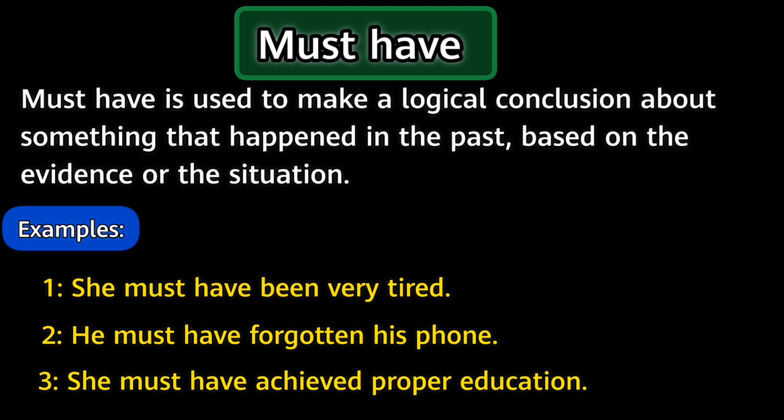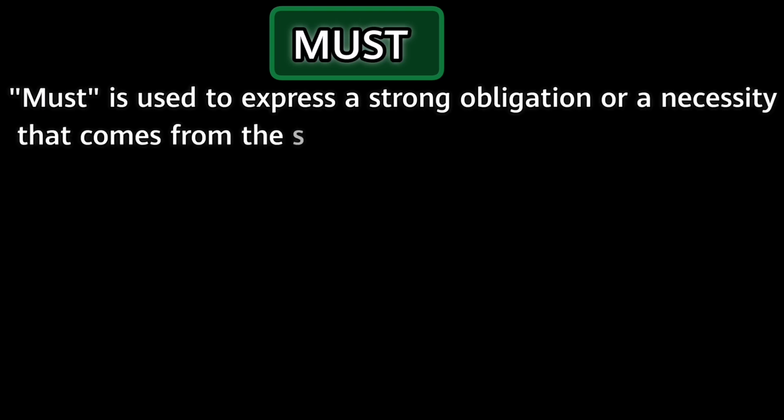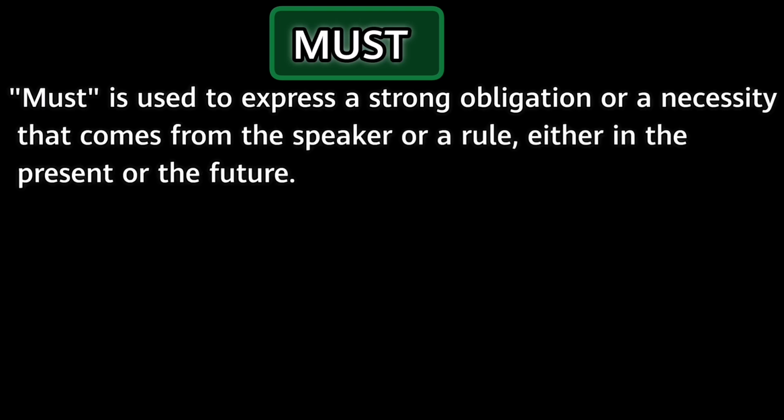While the modal verb, must, can be defined as follows: must is used to express a strong obligation or a necessity that comes from the speaker or a rule, either in the present or the future. Simply, this modal verb is used when a speaker thinks that the receiver is required to do something because it may seem essential to the speaker or it may be a rule.